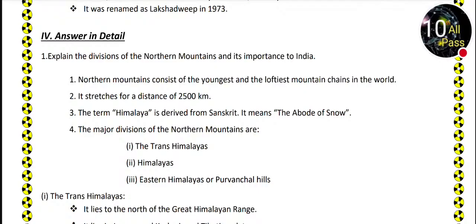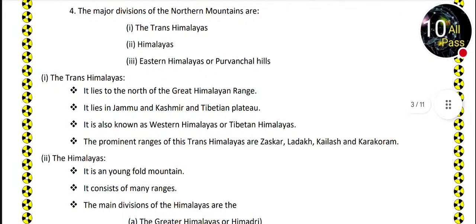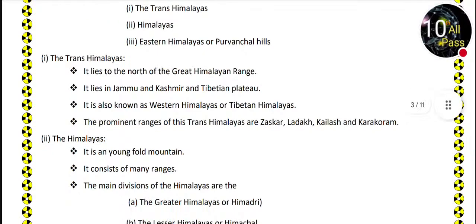The major divisions of the northern mountains are the Trans-Himalayas, Himalayas, and Eastern Himalayas or Purvanchal Hills. The Trans-Himalayas lie to the north of the Great Himalayan Range. They lie in Jammu and Kashmir and the Tibetan Plateau. They are also known as Western Himalayas or Tibetan Himalayas. The prominent ranges of these Trans-Himalayas are Zaskar, Ladakh, Kailash, and Karakoram.